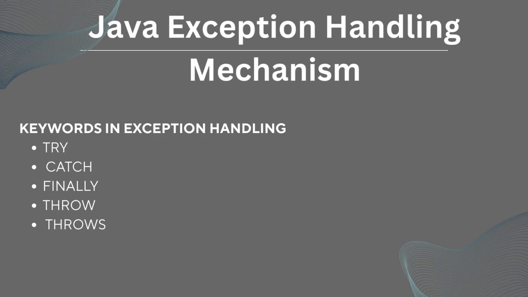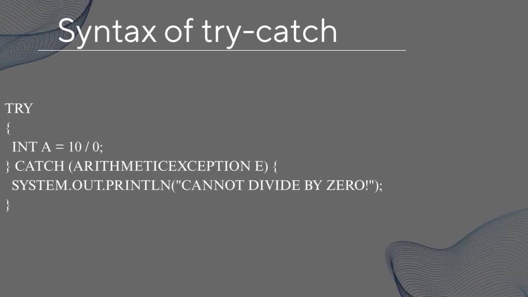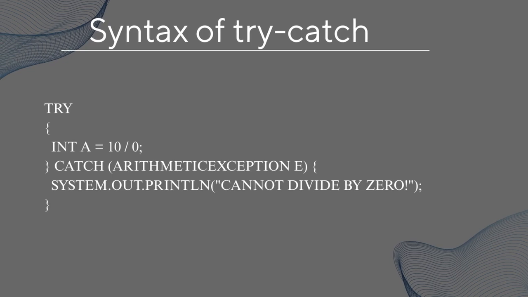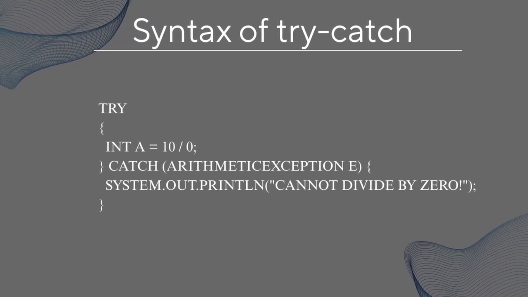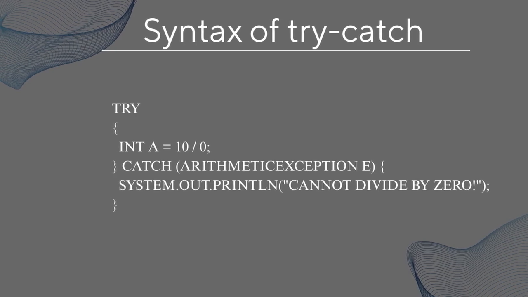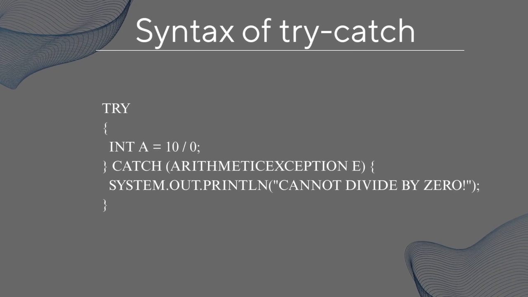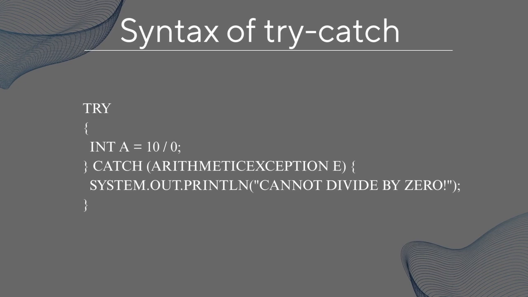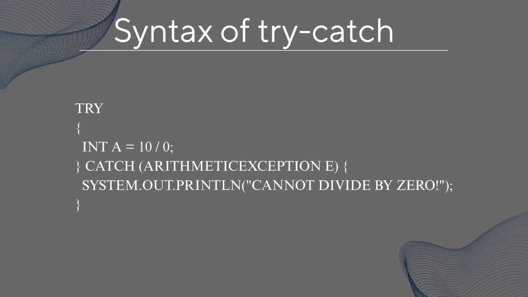Syntax of try catch. This is the basic syntax for exception handling. You write the risky code inside the try block. If something goes wrong, the catch block will catch the error and handle it. The finally block is a special block that always runs no matter what, and it's typically used for cleanup tasks. The throw keyword is used to manually create an exception, and throws is used in method declarations to declare that the method might throw an exception.